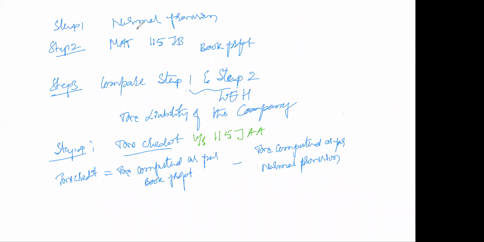ಸ್ಟೆಪ್ 1 ನಲ್ಲಿ ನಾರ್ಮಲ್ ಪ್ರೊವಿಷನ್ಸ್ ಮಾಡಿರ್ತೀವಿ. ಸ್ಟೆಪ್ 2 ನಲ್ಲಿ ಮ್ಯಾಟ್ ಪ್ರೊವಿಷನ್ಸ್ ದಟ್ ಇಸ್ ಬುಕ್ ಪ್ರಾಫಿಟ್. ಇವೆರಡು ಕಂಪೇರ್ ಮಾಡಿ ಯಾವ್ದು ಜಾಸ್ತಿ ಬರುತ್ತೋ ಅದು ಟ್ಯಾಕ್ಸ್ ಲಯಬಿಲಿಟಿ ಆಫ್ ದ ಕಂಪನಿ ಆಗುತ್ತೆ. ಸ್ಟೆಪ್ 4 ಅಲ್ಲಿ, if the tax amount as per book profit is more than, if it is subtracted with the normal provisions, then the left out balance is called as the tax credit. It is under the section 115JAA. ಇದು ಟೋಟಲ್ of procedure for assessment of companies.